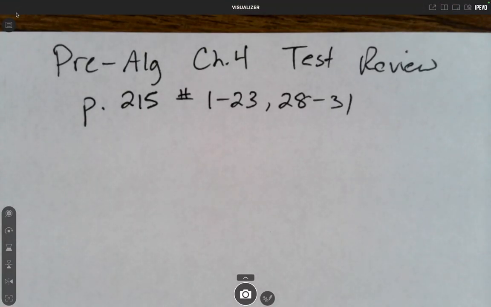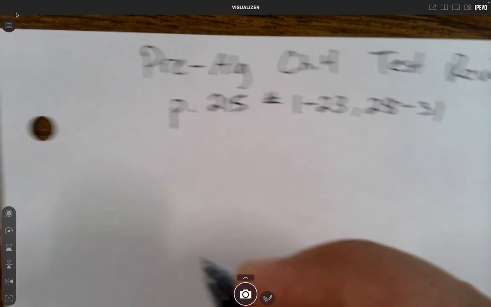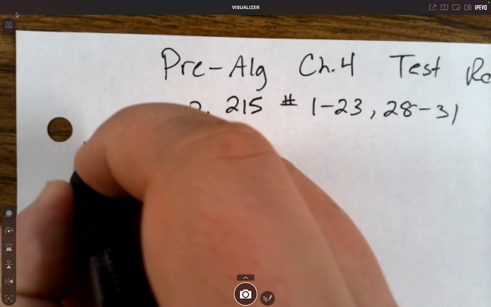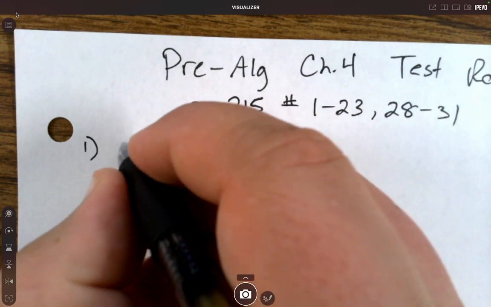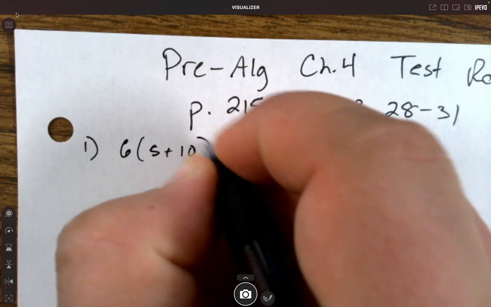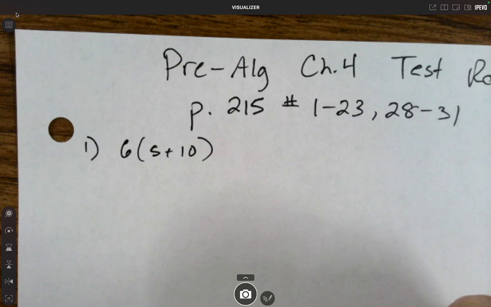Chapter 4, Pre-Algebra. Let's review. We started this chapter with the distributive property. So our instructions on these first four are to use the distributive property.